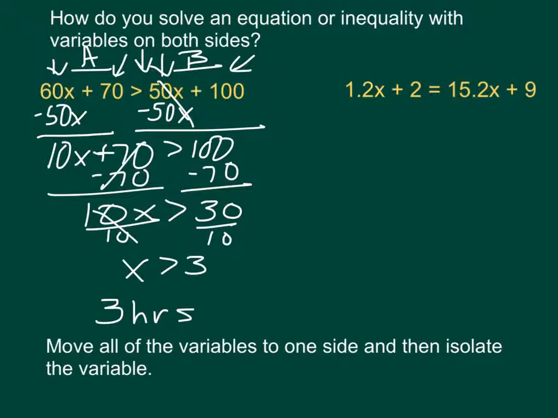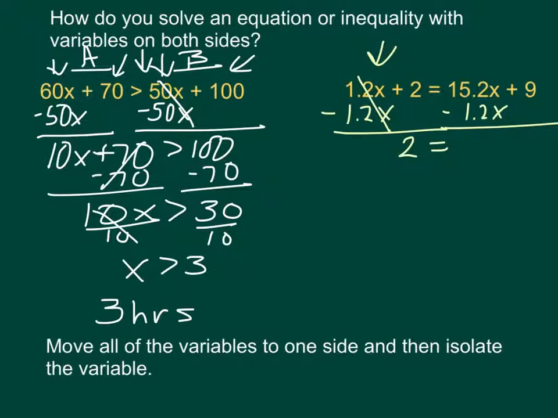Now sometimes these equations look a little scarier, but the process is the same. So we have 1.2x plus 2 equals 15.2x plus 9. So we want to collect all of our x's on one side. In this case, it would be easier to subtract the 1.2x from both sides so that we end up with a positive variable. It'll work either way, but it's just easier this way.